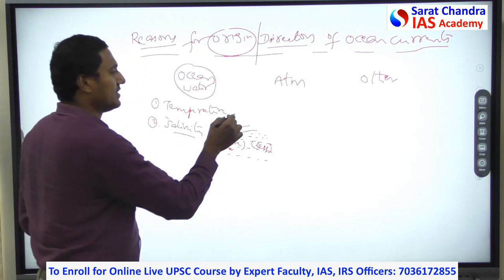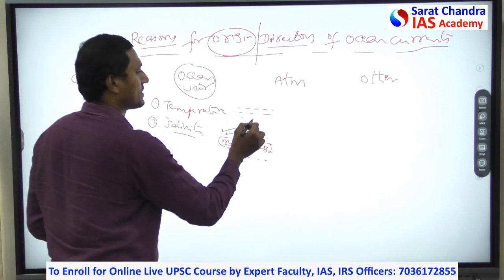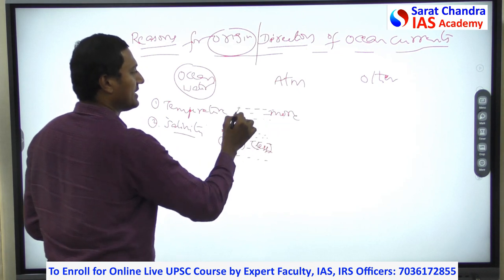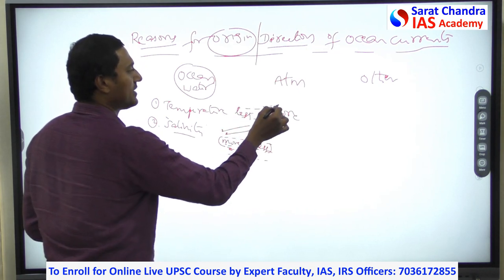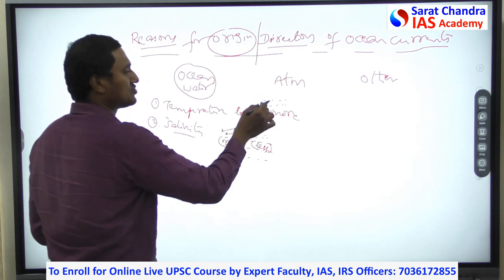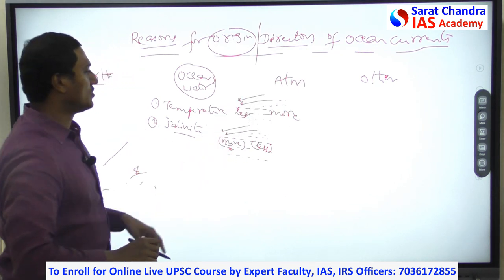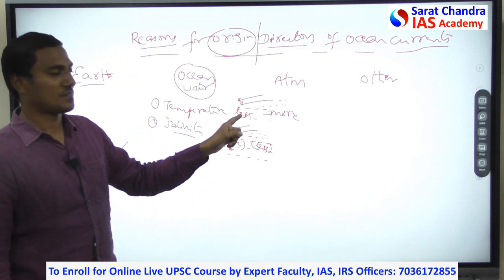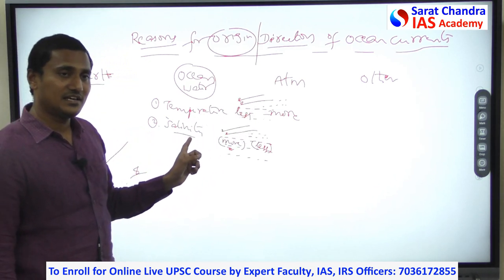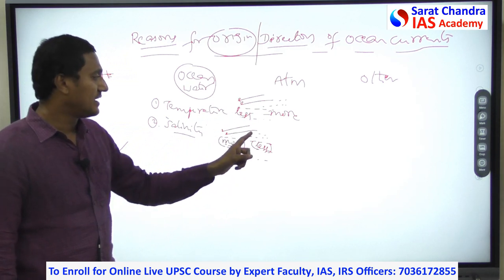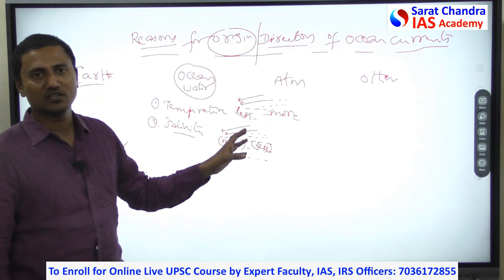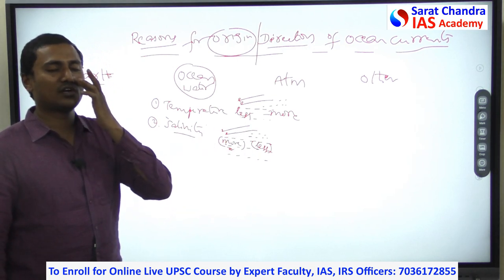Temperature also, same. For example, take the water. If temperature is more here, temperature less here, at more temperature, water will expand. So, ocean current will flow. So, ocean current flows from more temperature to less temperature. But coming to salinity, ocean current flows from less salinity to more salinity. Basic things you should understand. Ocean currents flow from less saline water to more saline water.